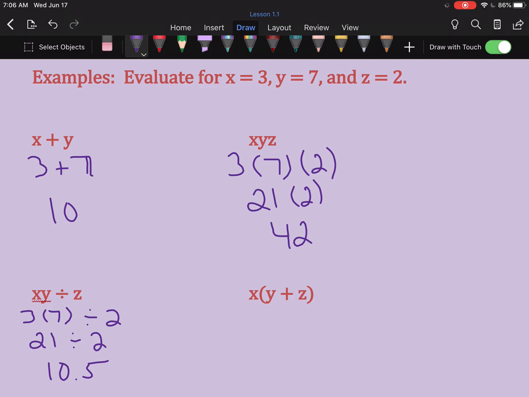And last example here, replace x with 3, y with 7, z with 2. And we remember our order of operations. It tells us to do whatever's in parentheses first. So 7 plus 2 is 9. 3 times 9 is 27.